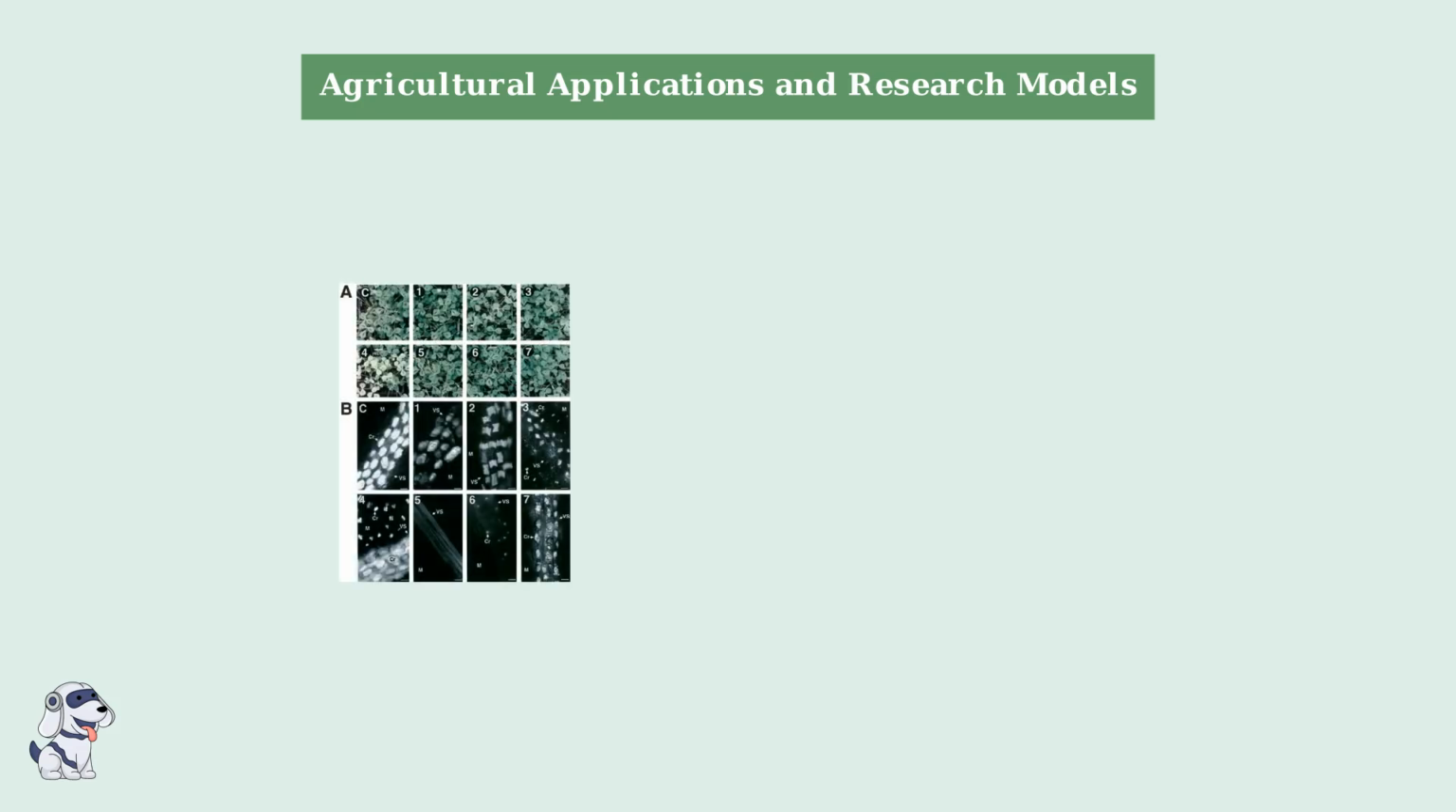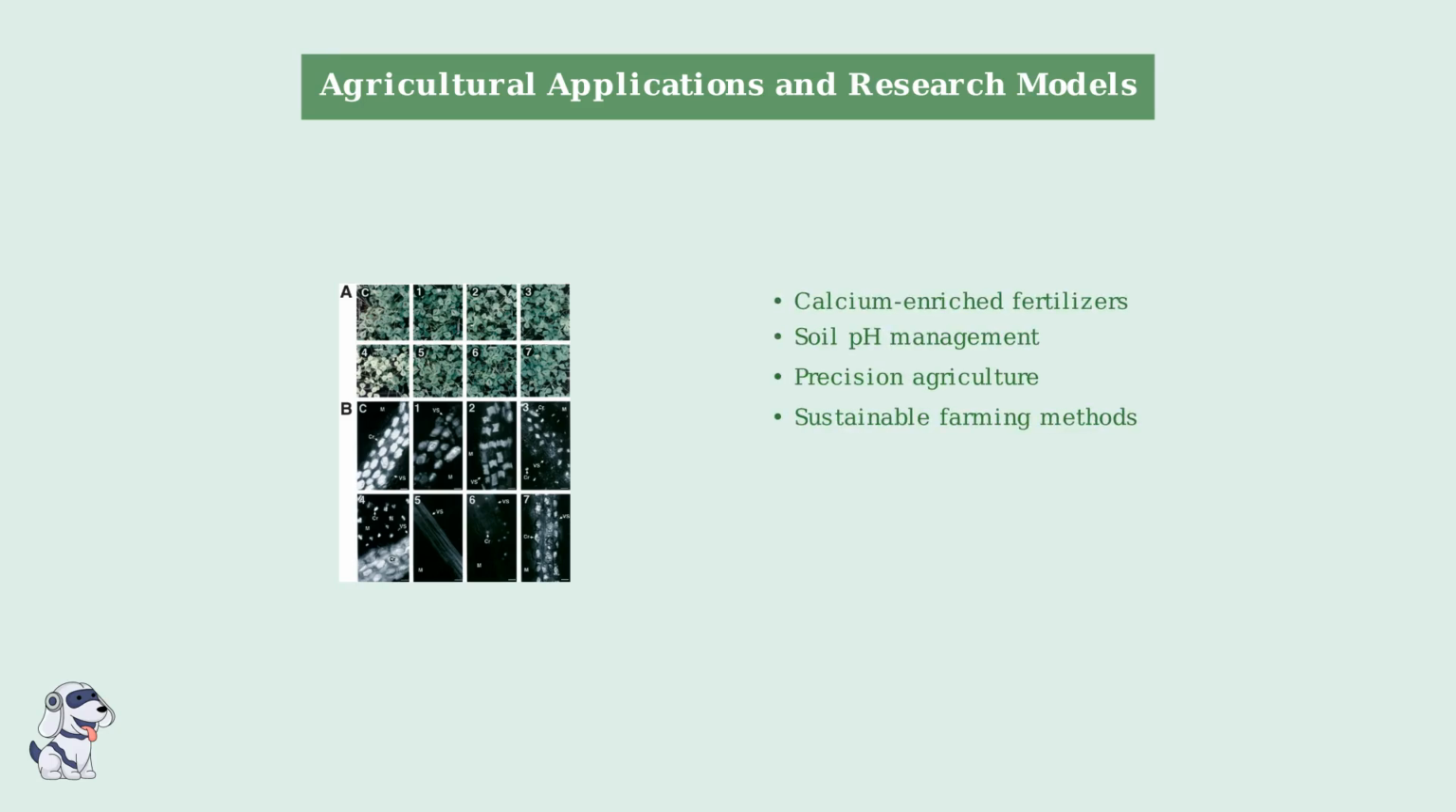These research findings are being translated into practical agricultural applications. The images show various plant research studies examining calcium effects on plant health and cellular structures. Future agricultural practices will incorporate calcium-enriched fertilizers, improve soil pH management, precision agriculture techniques, and sustainable farming methods to optimize calcium nutrition in crops. Medicago truncatula serves as an important model organism for calcium research, particularly for studying how calcium oxalate crystals form in plant tissues, providing insights that can be applied to crop improvement.